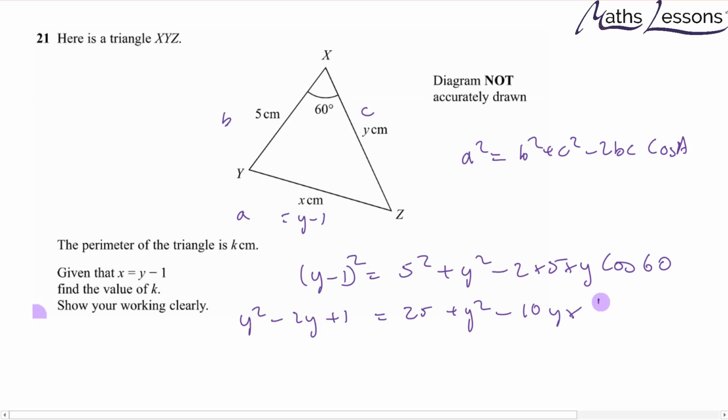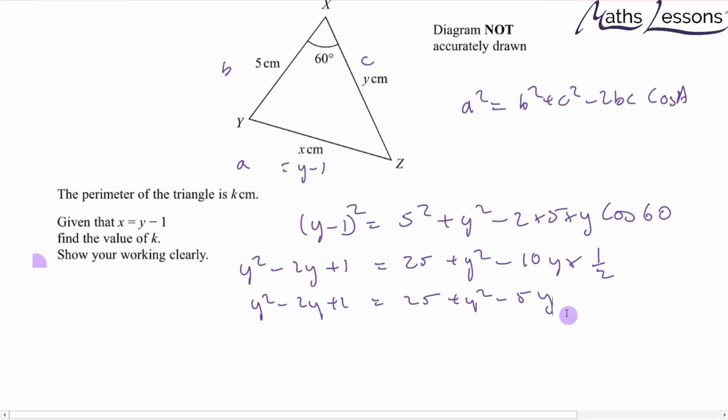Now cos of 60 is just a half, and you need to realise that. It helps you a lot if you know that off by heart. So let's just do a bit more simplification. Just multiply that out. Let's get 25 plus y squared minus 5y. And you can see I've got a quadratic. Let's get it all onto one side. Doesn't really matter. This side I'm going to put it all on, because then I get a plus y.